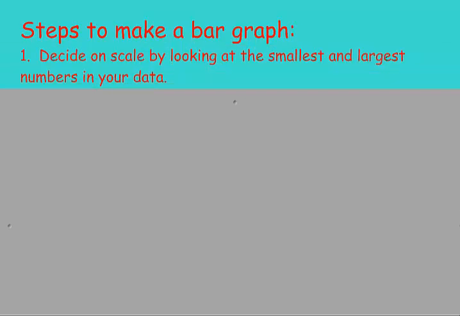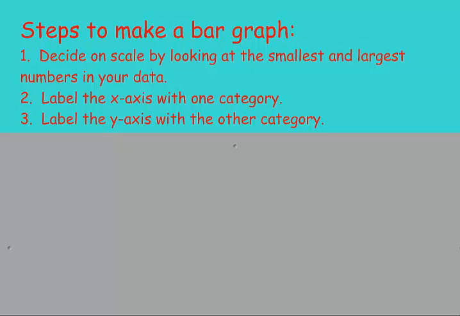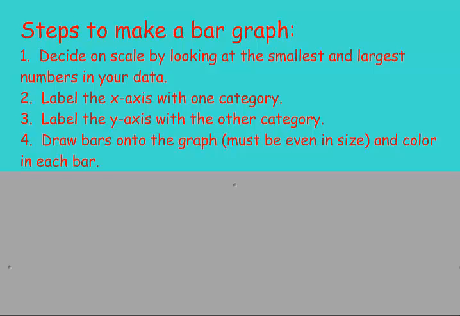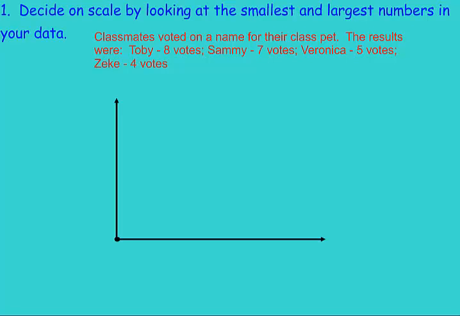Here are the steps to make a bar graph. There are 5 steps. Once you are done, you can stop the video and you can write them down. Number 1, you need to decide on a scale by looking at the smallest and largest numbers in your data. Number 2, label the x-axis with one category. Number 3, label the y-axis with the other category. Number 4, you're going to draw bars onto the graph. Remember, they must be even in size, and you would color in each bar. The last step is to add the title. You must use a straight edge for this.